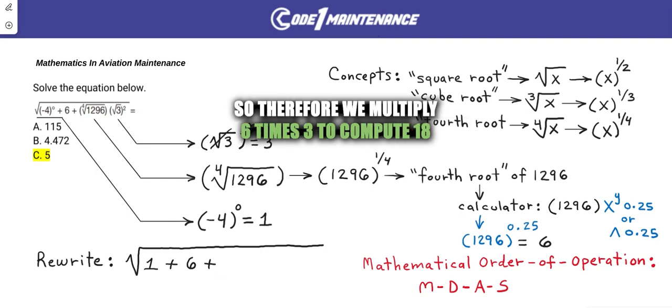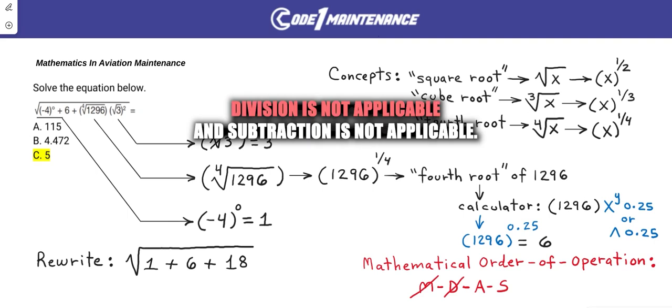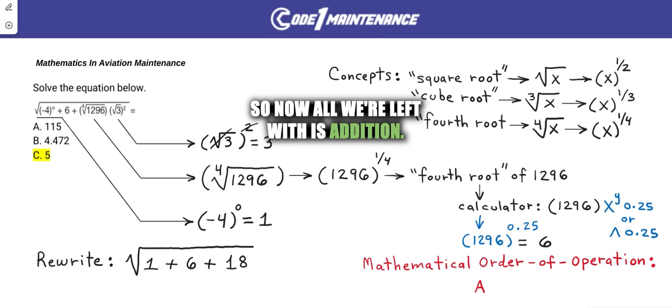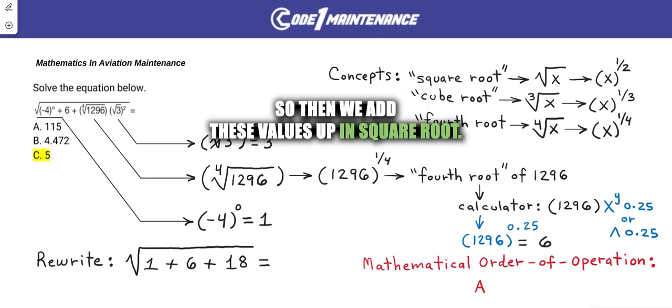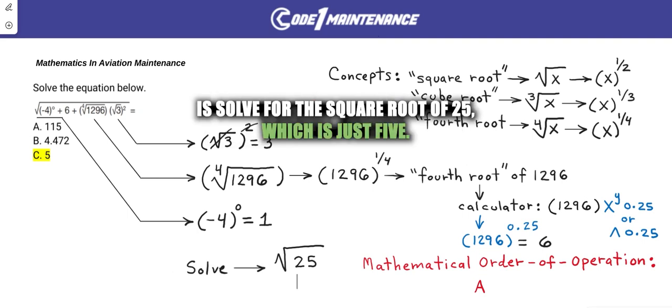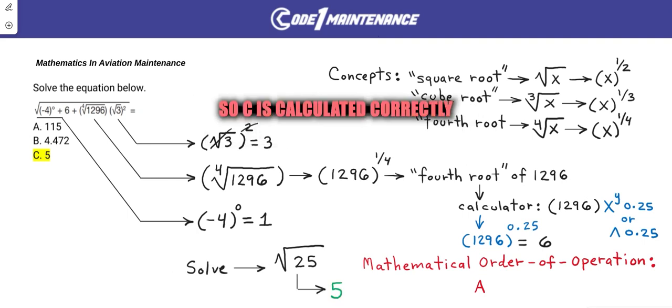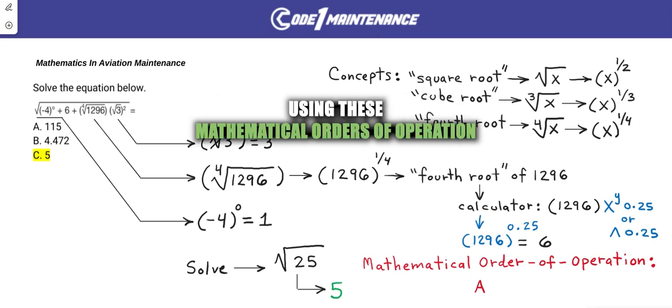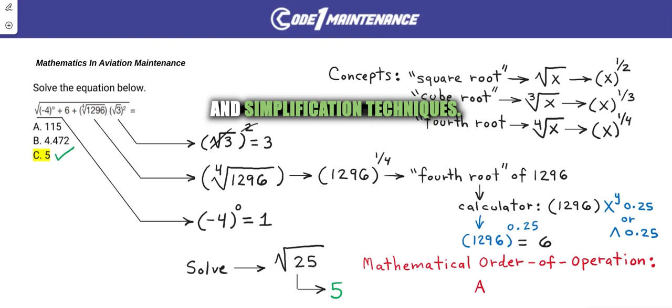So therefore we multiply 6 times 3 to compute 18. Division is not applicable and subtraction is not applicable, so we get rid of those. So now all we're left with is addition. So then we add these values up in the square root. This comes to 25. And then all we have left to do is solve for the square root of 25, which is just 5. So C is calculated correctly using these mathematical orders of operation and simplification techniques.